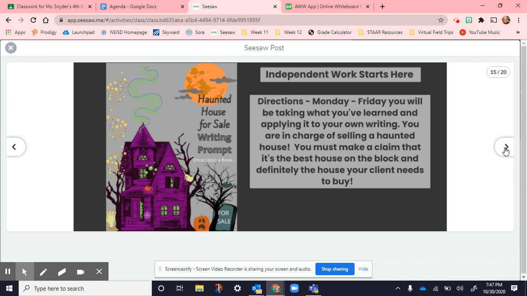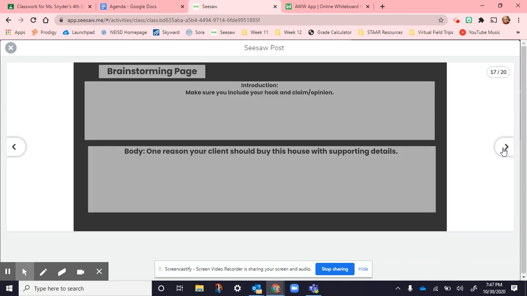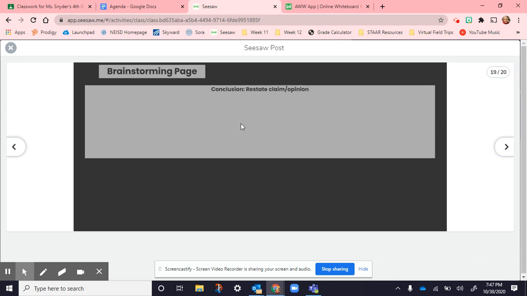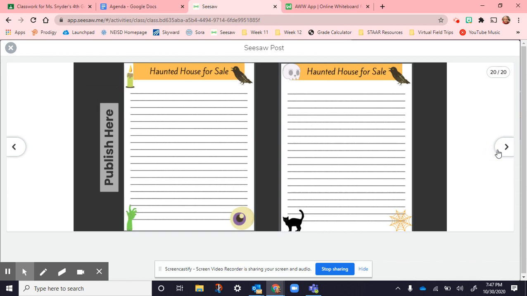Then our independent work has been on this haunted house that we're trying to sell. So here we filled in the brainstorming page. So students had an introduction, the body, opposing claim, and conclusion. They had one of these per day to fill in. And then this is where they put their final writing. So they take all the pieces where they were brainstorming, put them into complete sentences, and that goes here.